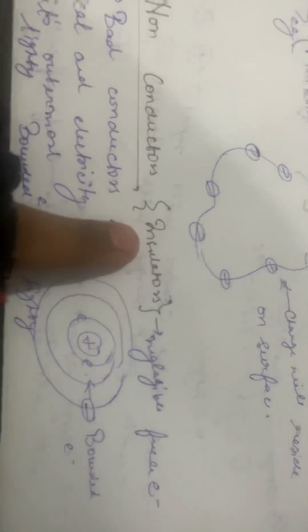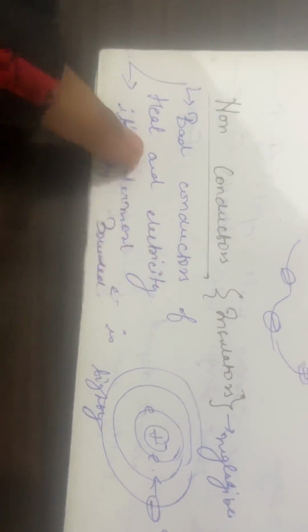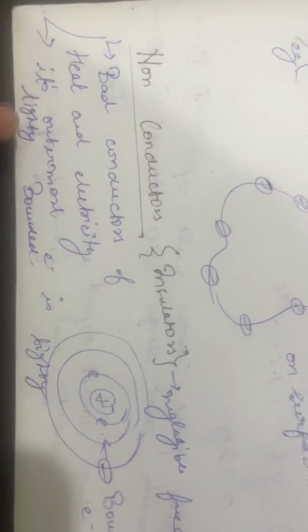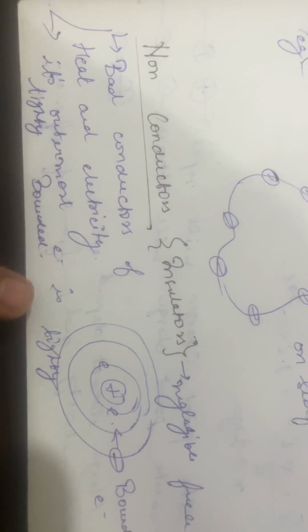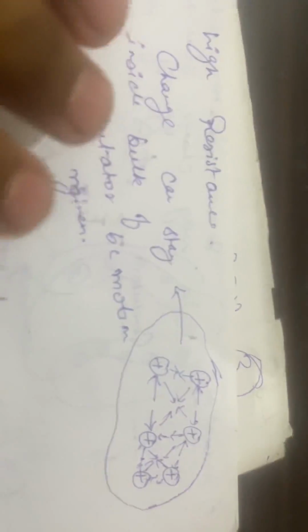And non-conductors are basically insulators with negligible free electrons. They are bad conductors of heat and electricity, with outermost tightly bound electrons. Basically the electrons in the insulator are tightly bound and they have high resistance. Charge can stay inside the bulk of an insulator because motion is not given. Now the current is not there but the charges are there.